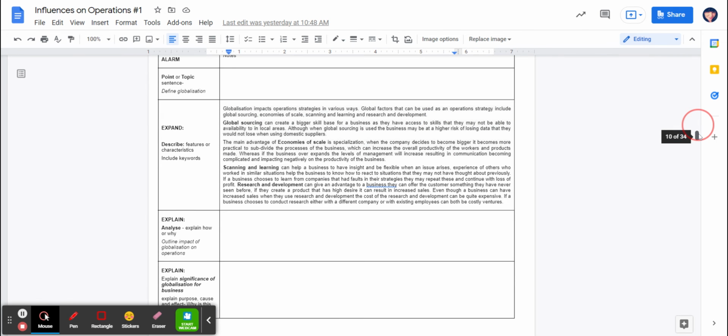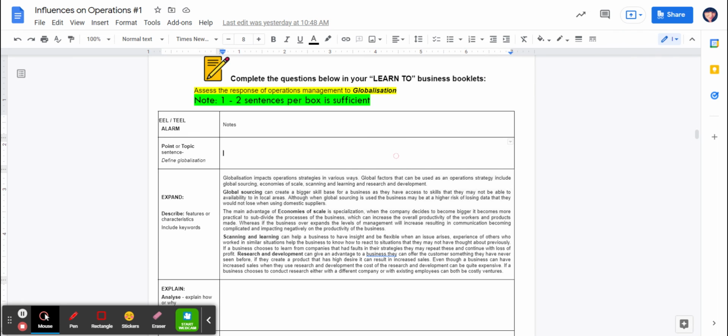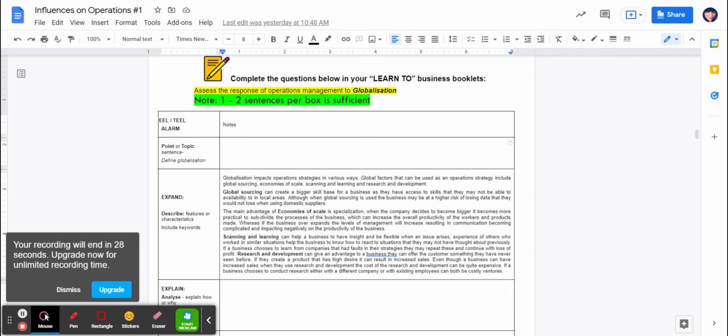Finally, either in this booklet, in your exercise book, or in the physical copy of the Learn To booklet which you have in your possession, you can complete this TEAL paragraph on globalization. 1 to 2 sentences is sufficient. You may choose to answer this question as a whole, which is assess the response of operations management to globalization, or as you've noticed in the left-hand side, I've got prompt questions to put in the boxes, and you may choose to answer these discretely.